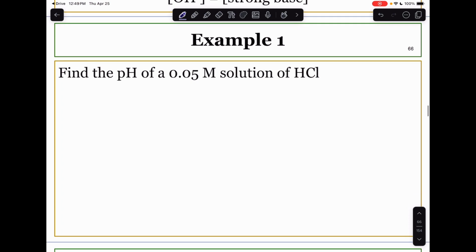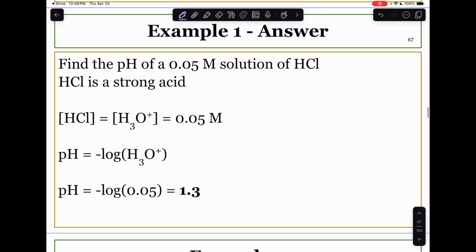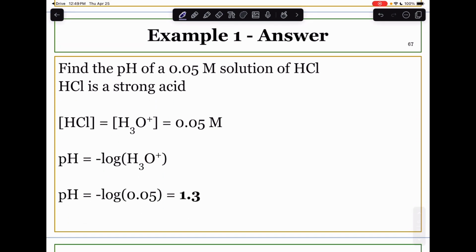Here is another problem. Find the pH of a 0.05 molarity solution of HCl. Pause to see if you can work this out. HCl is a strong acid, and we know that because it is on our strong acid list. Therefore, the concentration of HCl equals the concentration of H3O. Therefore, in this problem, H3O is 0.05. Take the negative log of that, and we have a pH of 1.3.